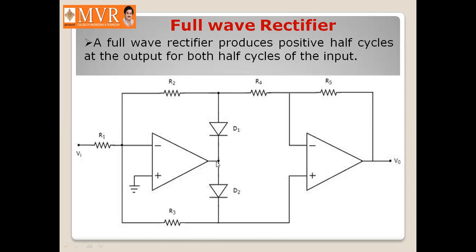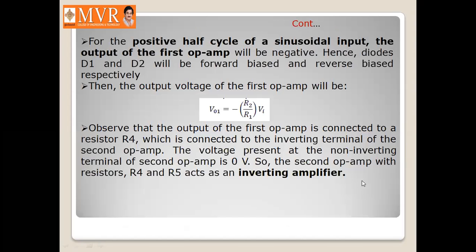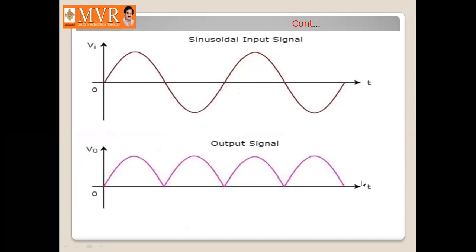We know that the output of this op amp is negative. So the negative signal which is applied to the inverting terminal of the op amp, the output will be inverted. That is, as negative is applied as the input of this inverting amplifier, the output will be positive. So in this way, the output of this operational amplifier will be positive during the positive half cycle.